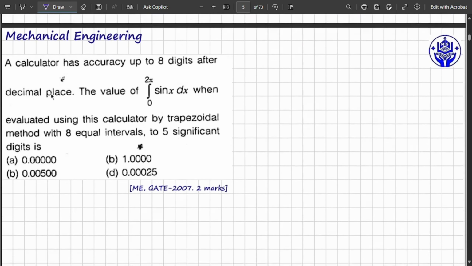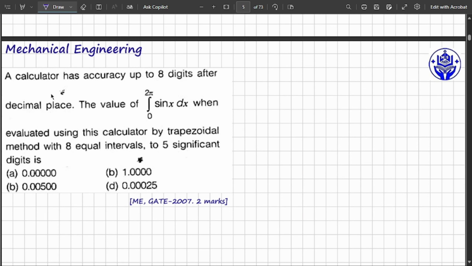So let's move to the next question. A calculator has accuracy up to 8 digits after decimal places, and the value of this integration 0 to 2 pi sine x dx. So we are asking about the integration 0 to 2 pi sine x dx when evaluated using the calculator by trapezoidal method with 8 equal intervals to 5 significant digits. Basically it is saying that your answer should be correct to 5 decimal places.